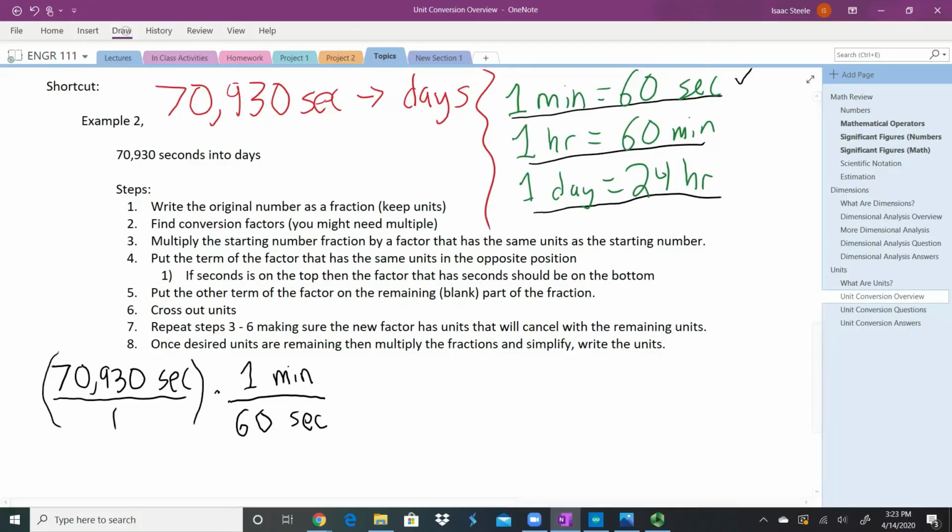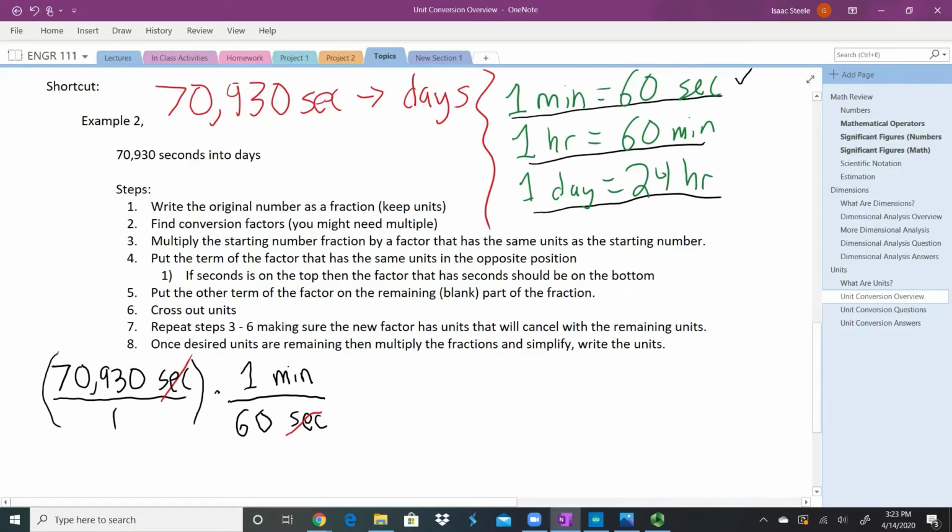What I'm going to do at that point is cross out the things that don't work. Now, do I want minutes? Is that the last thing that I want? And I go back up here and I say, no, I want days. So I'm not done yet. I want to cancel something else out.